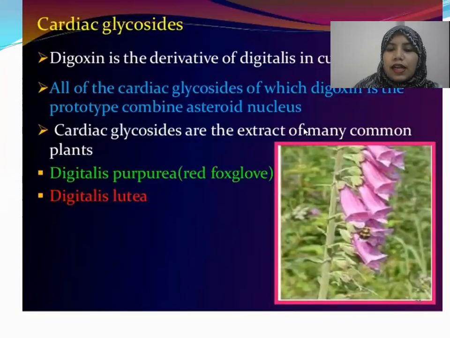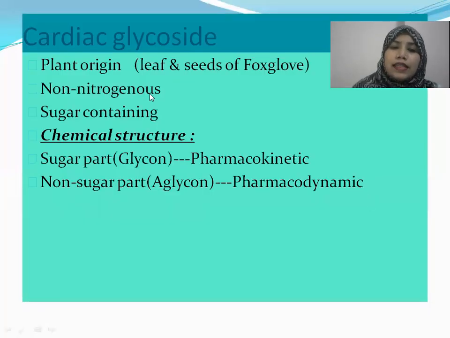Cardiac glycoside comes from the foxglove plant. Here is the figure of this plant and flowers. It is plant in origin, from the leaves and seeds of foxglove. It is a non-nitrogenous and sugar-containing compound.